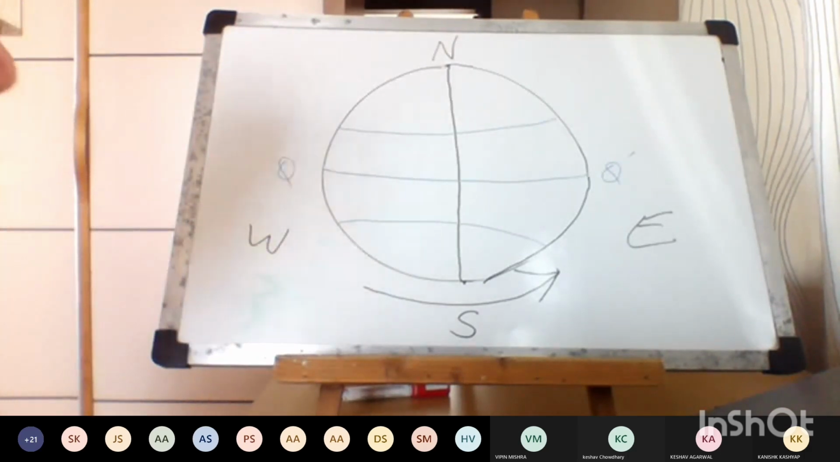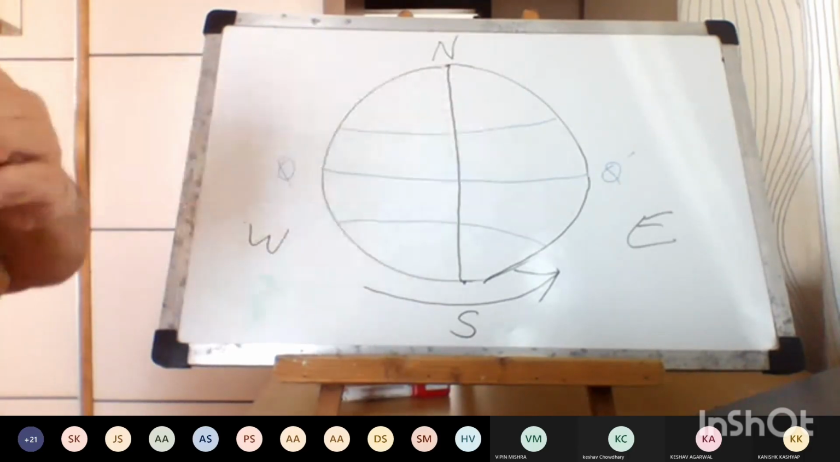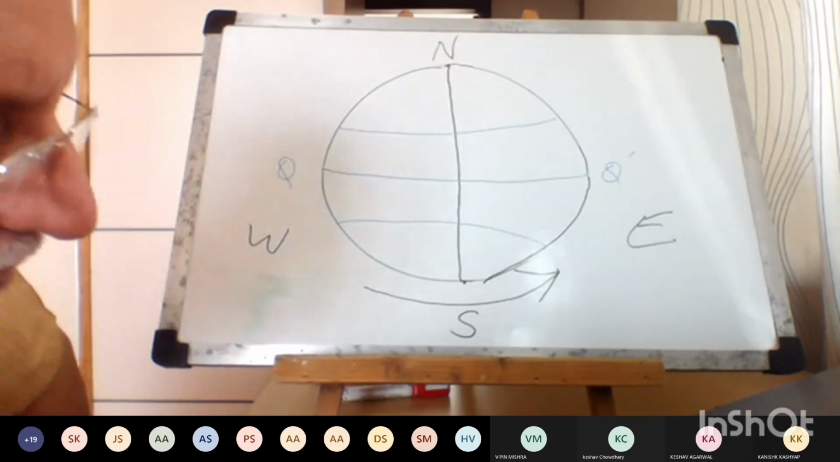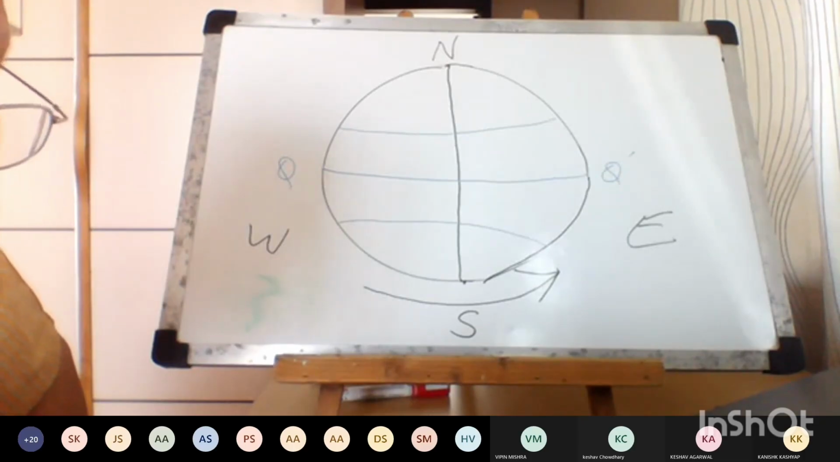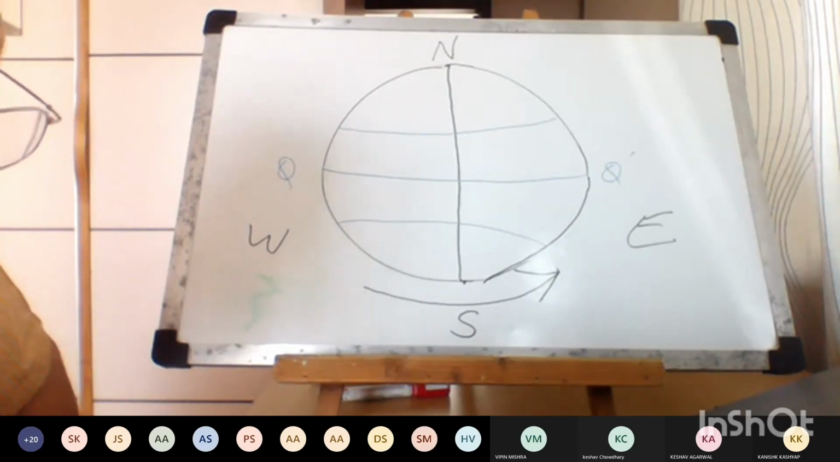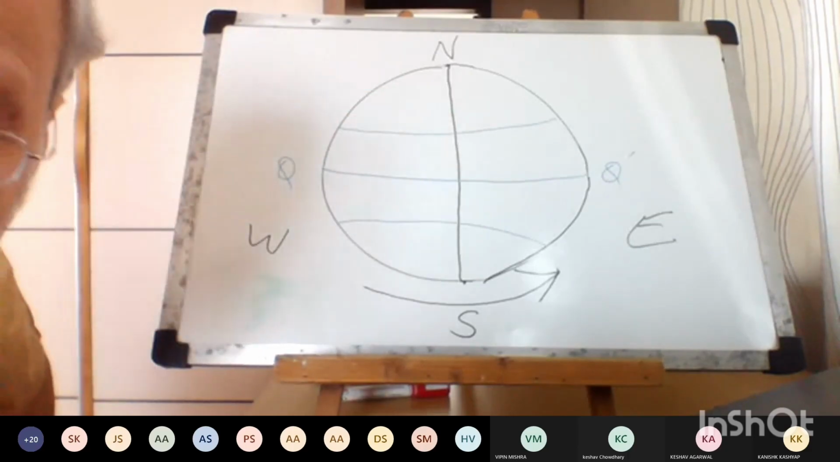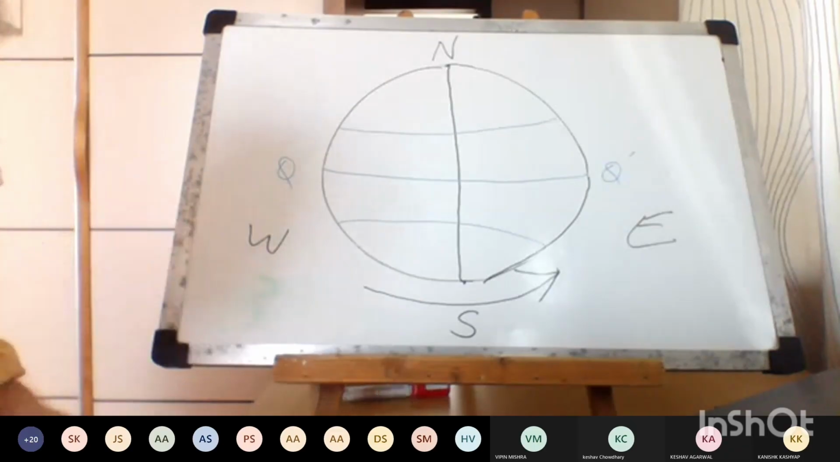Now, if I slice the Earth at this level, all of you must have cut some fruit, some apple, something like this at times. What do I get? I get a small circle. Because the plane of this is not passing through the center of the Earth. The circle which passes through the center of the Earth will be the biggest one.